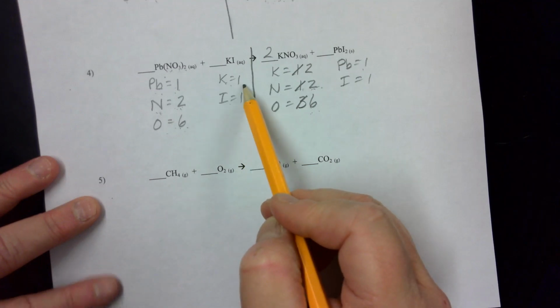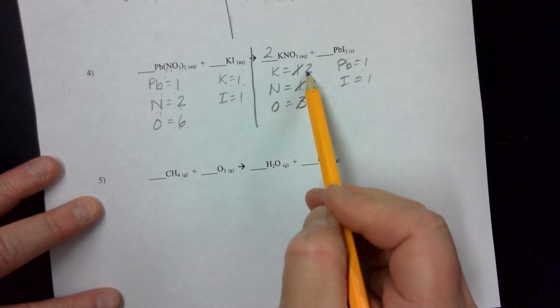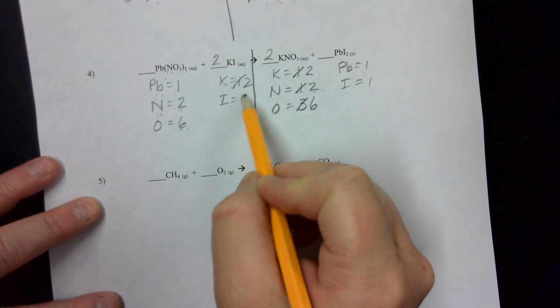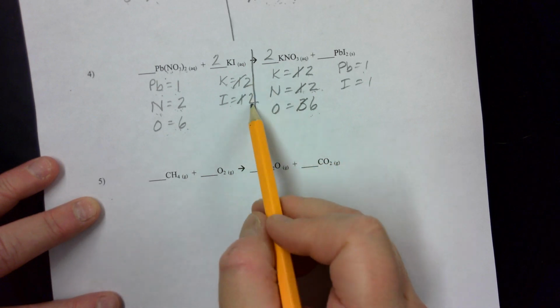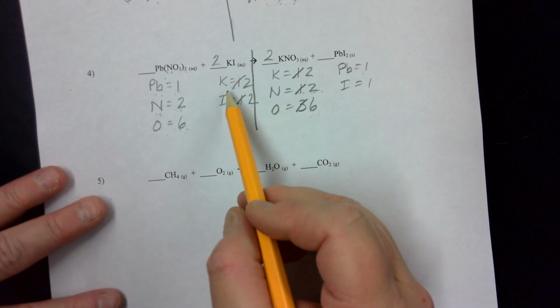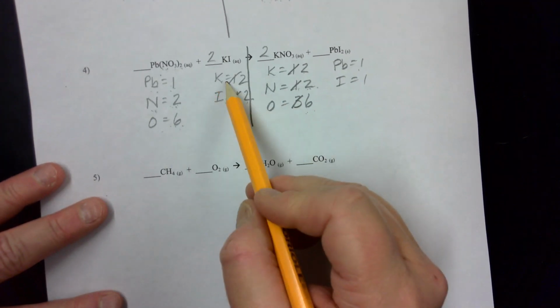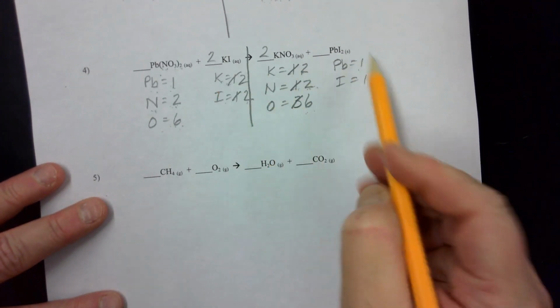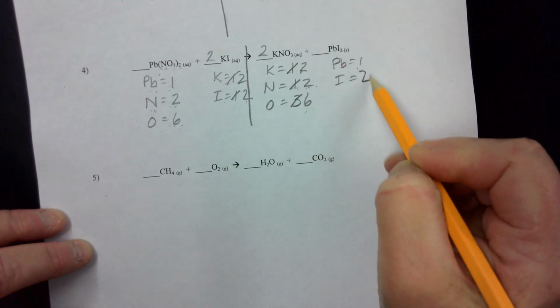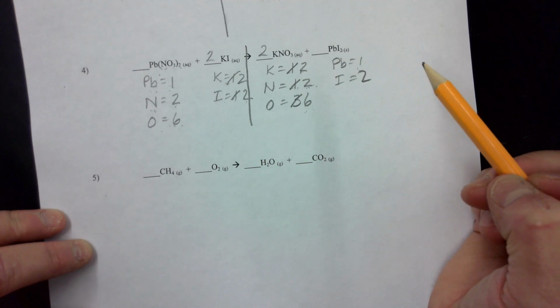K, I have only 1 on the left side, but I have 2 on the right, so I need to put a 2 in front of the KI and distribute that through my inventory. So 2 Ks, 2 Is. Okay. And now I realize I made a mistake. I have here that I had 1 iodine, but I actually had 2. So that was a mistake. I didn't do that inventory correctly.